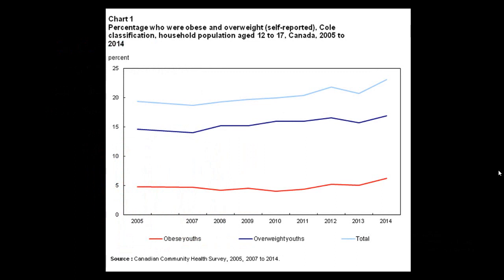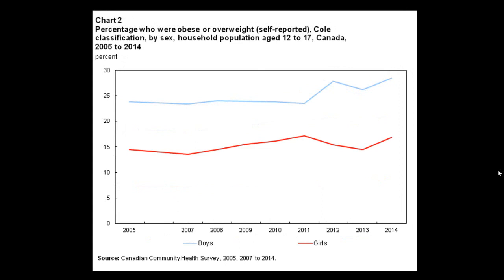In this graph, we can see how the numbers of both overweight and obese children have increased significantly over the past 10 years. The light blue represents the total of children, the dark blue represents the overweight youths, and the red represents the obese youths. This graph demonstrates the numbers of both boys and girls that are overweight or obese in Canada. The blue line is boys and the red line is girls. As we can see, childhood obesity affects boys significantly more than it does girls.